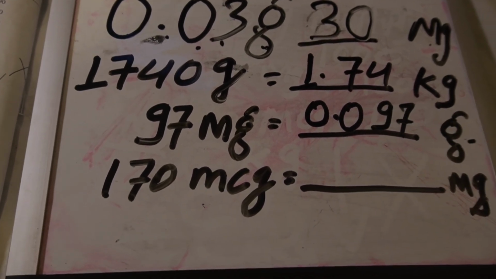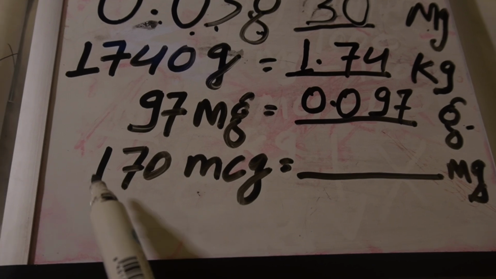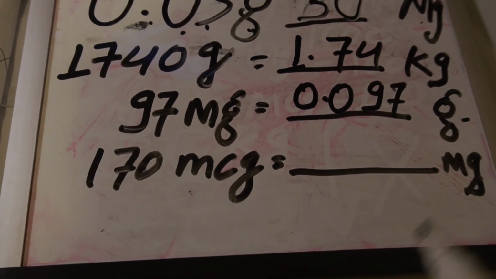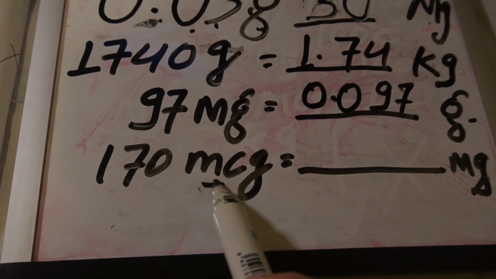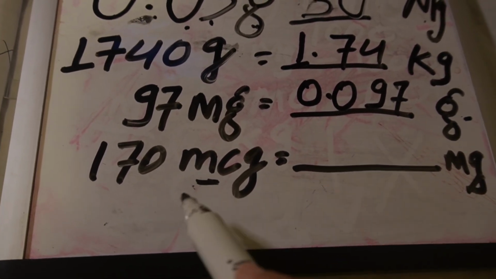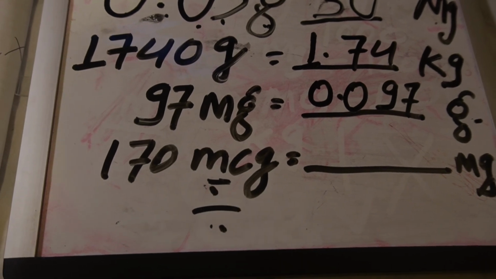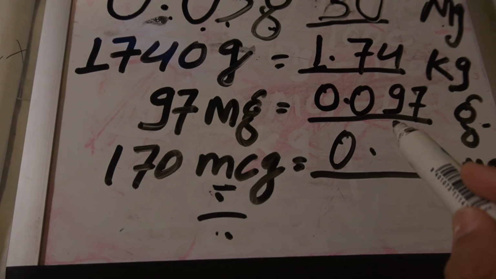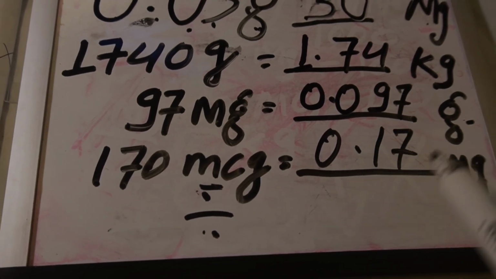0.097. And the next one is 170 mcg equal to mg. mcg is the lowest one, so we need to go up. So we need to divide, and the answer will be 0.17.